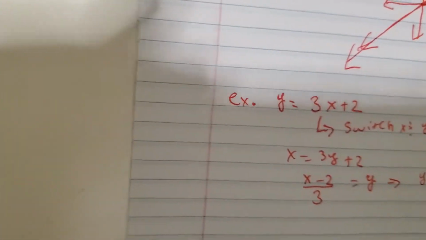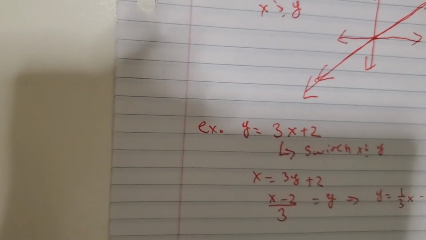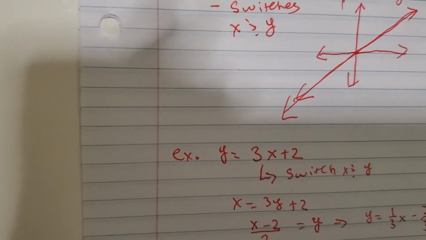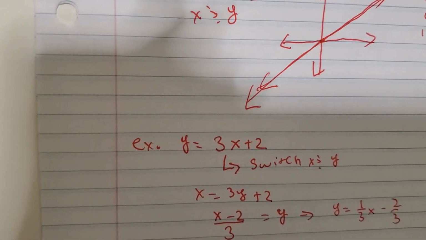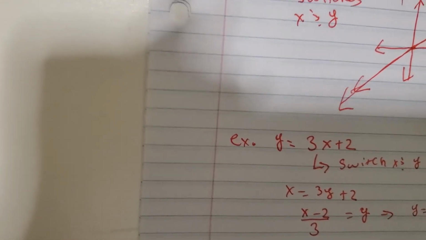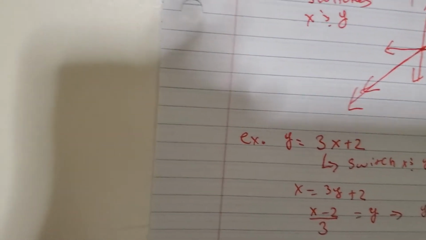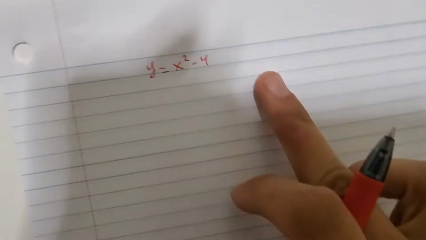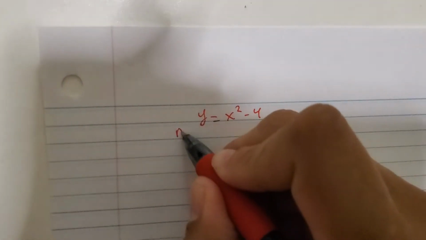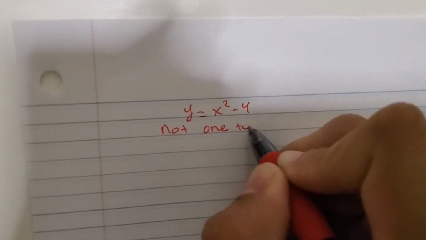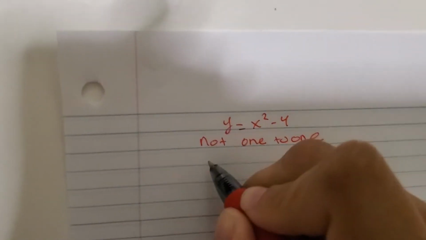But now I said as long as it's one-to-one. What happens algebraically if a function's not one-to-one? If we get multiple output values for the same input. The easiest way to show would be with this example: y is equal to x squared minus 4, a difference of squares, and we know all parabolas are not one-to-one. We'll say it has no inverse.